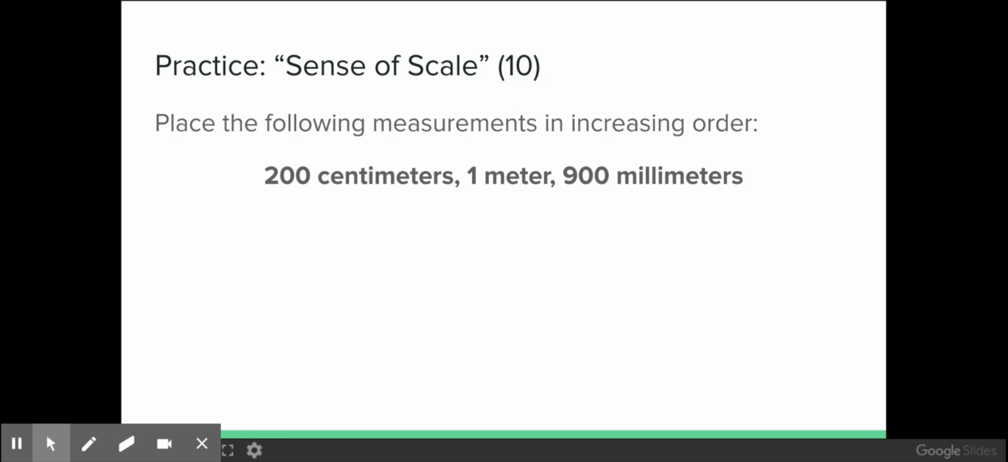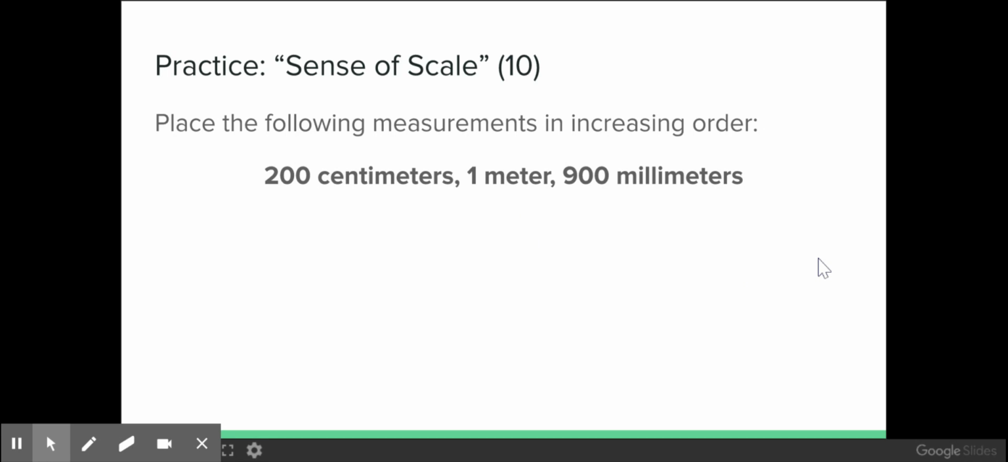So instead of doing some practice problems with converting units, we're going to start here with just some measurements. So I want you to take a minute, look at these three measurements and order them based on what you know about centimeters and meters and millimeters. Okay, well, there are 1,000 millimeters in a meter, and 900 millimeters is not quite a meter, so that would actually be the least. 200 centimeters. There's 100 centimeters in a meter, so therefore that's 2 meters, so that would actually be the largest measurement, and 1 meter would be in the middle.